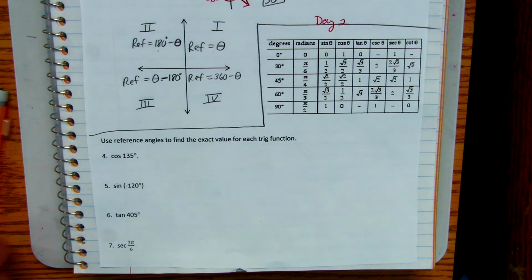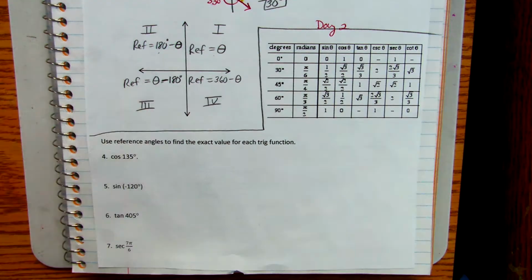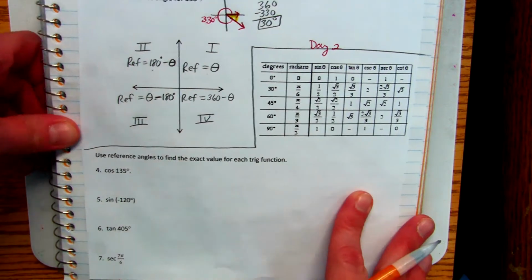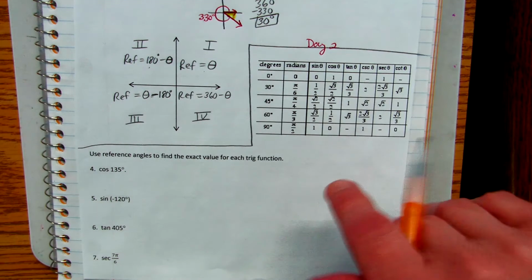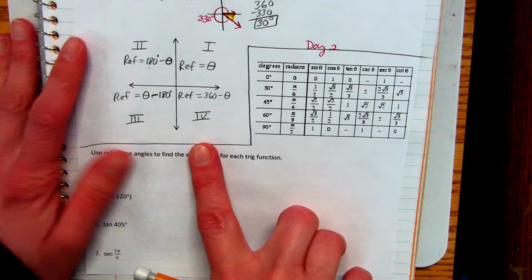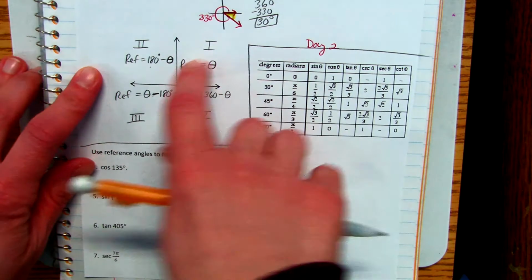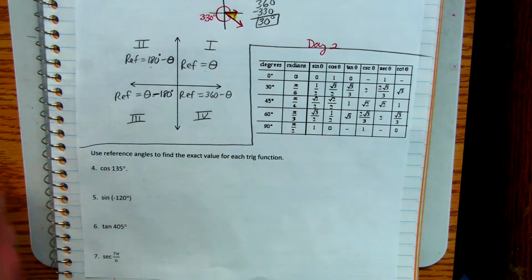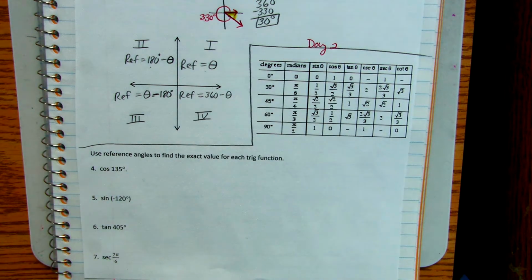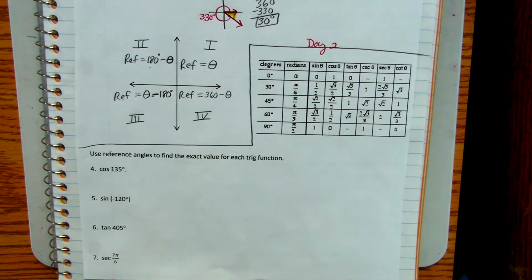Okay, so we took notes on the reference angles in the last lesson. So this is still on the screen. How we find the reference angles is here on the graph. I've included a little chart here so I could talk about this a little bit.